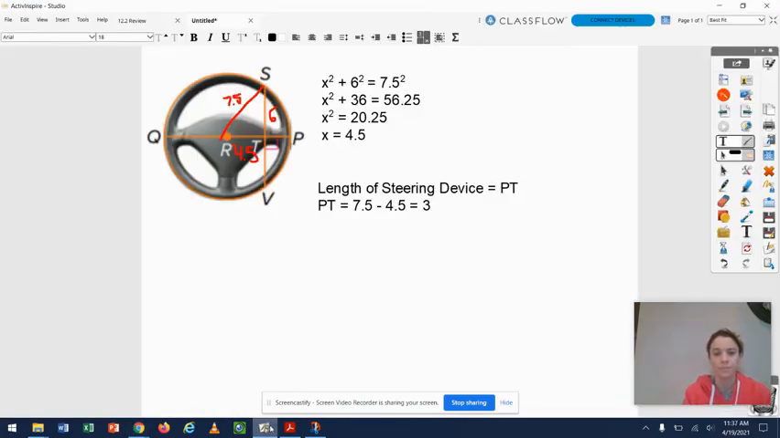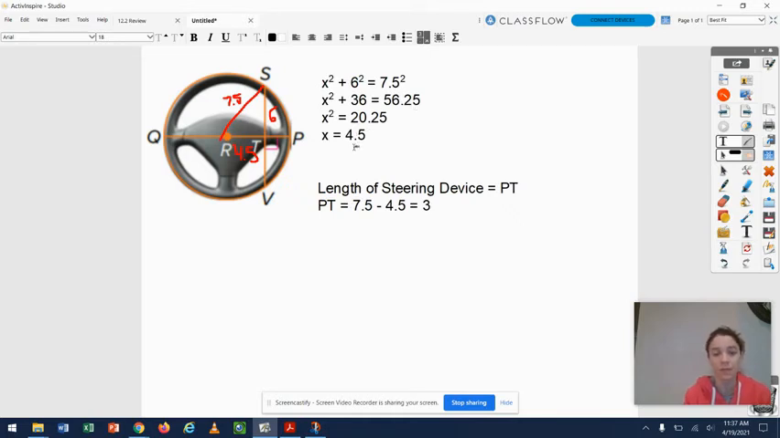In the check question, you should have found that from R to S would be 7.5. Your chord gets bisected, so from S to T would be 6. You would want to set up the Pythagorean theorem looking like this. So x squared plus 6 squared equals 7.5 squared. You'll square those numbers and get 36 and 56.25. You'll subtract 36, get 20.25, and do the square root.